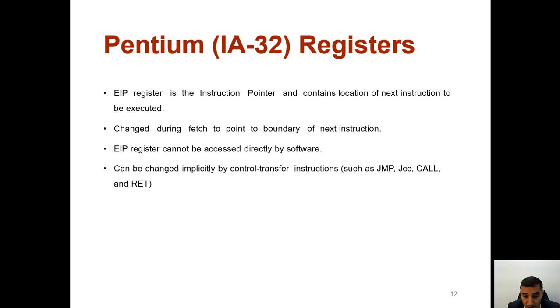We have the extended instruction pointer, which holds the next instruction to be executed, for the millionth time. It changes during the fetch boundary. Extended instruction pointer cannot be accessed directly. The only way to change it is to use the jump, the call, the return, and the loop instructions.